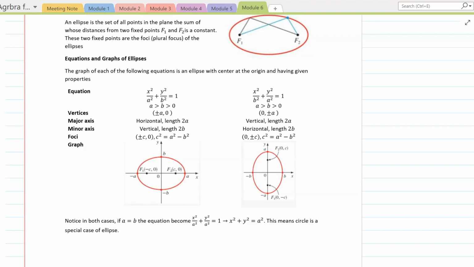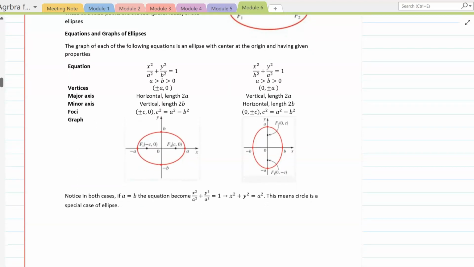If we have the situation where we have x squared divided by b squared plus y squared divided by a squared equals 1, then we have an ellipse that looks vertical. The vertical length is 2a, and the horizontal length is 2b. So one way of looking at this is that if the denominator of y is greater than the denominator of x, then we have a vertical ellipse. Note that in both cases, if a equals b, then the equation becomes x squared plus y squared equals a squared. So this means the circle is just a special case of ellipses.